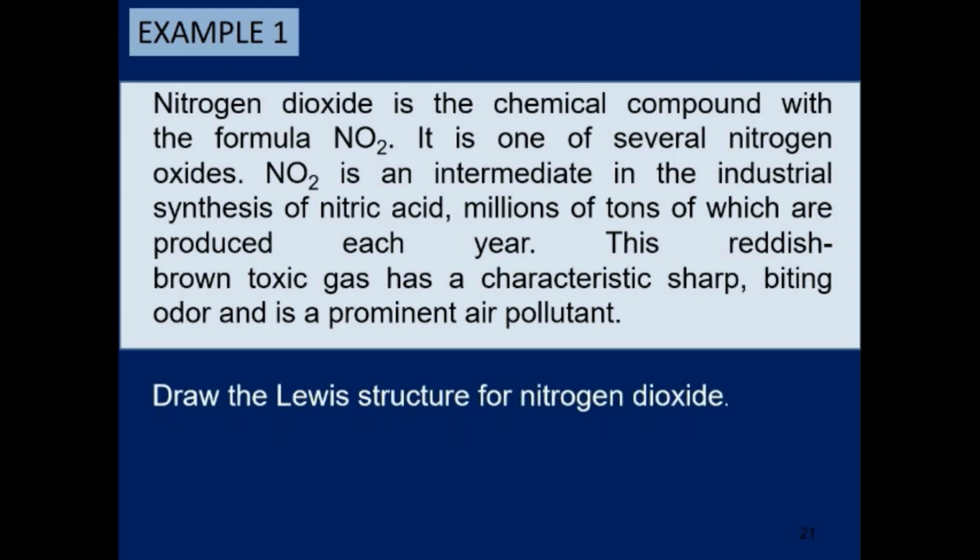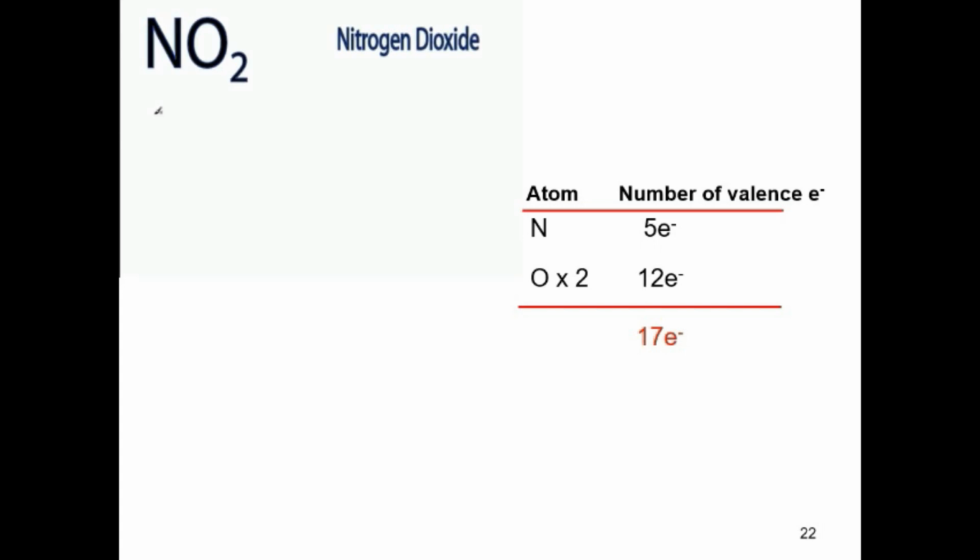This is the NO2 Lewis structure. For NO2, we have 5 valence electrons with the nitrogen, plus 6 for the oxygen. We have 2 oxygens. So 5 plus 12 equals 17 valence electrons. Nitrogen is the least electronegative, so we'll put that in the center, and let's put an oxygen on either side. We have 17 total valence electrons for NO2. We'll put 2 between atoms to form a chemical bond.